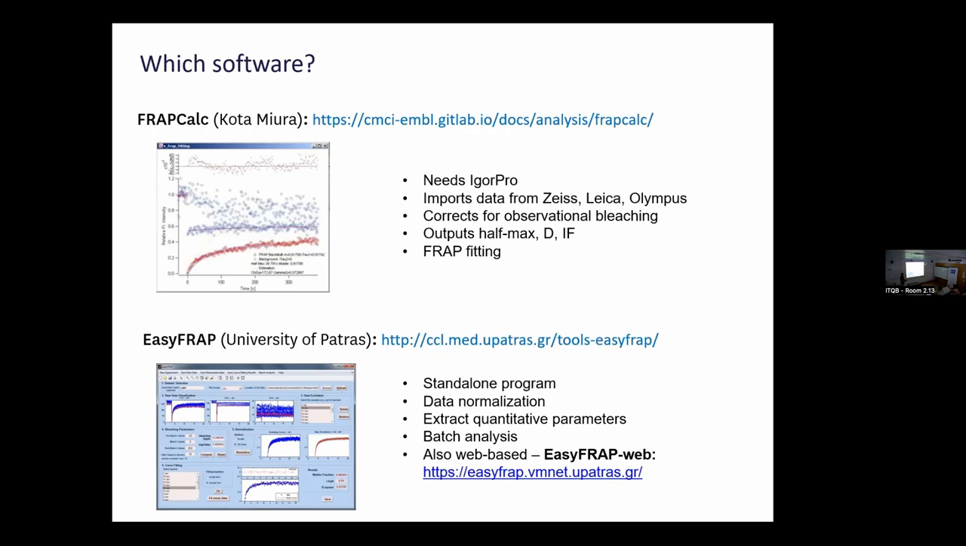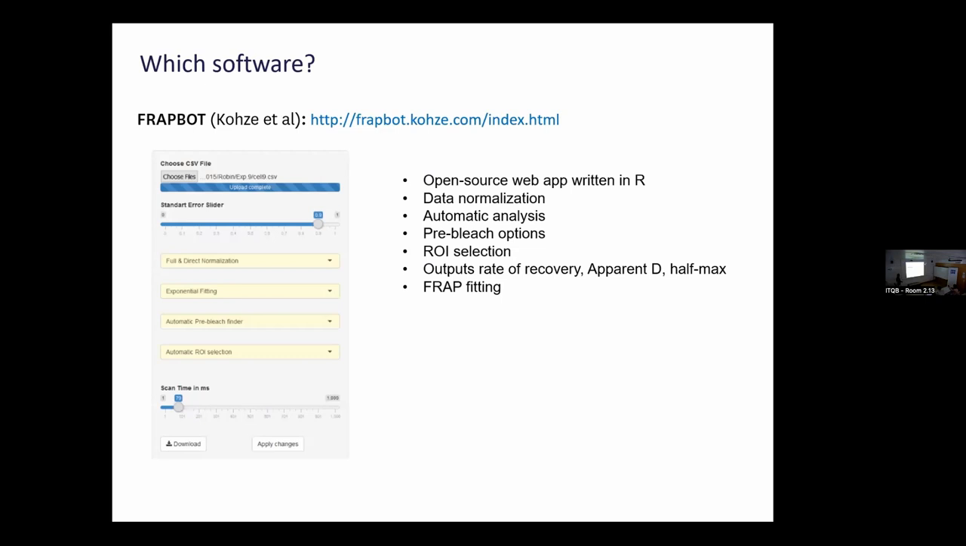So you can do a FRAP experiment on the confocal, and you can use, for instance, and I'm going to give you some examples, FRAPcalc from Kota Miura, or EasyFRAP. There's now also a web version where you can upload your data, with normalization and some tweaking, so you can add some parameters. A more recent one, FRAPbot, which was written in R, will also do automatic analysis, the pre-bleach. So there are now a bunch of tools that you can use to quantify FRAP.